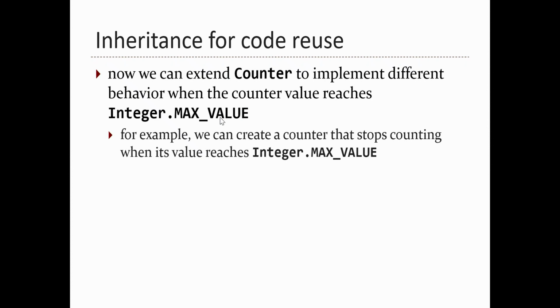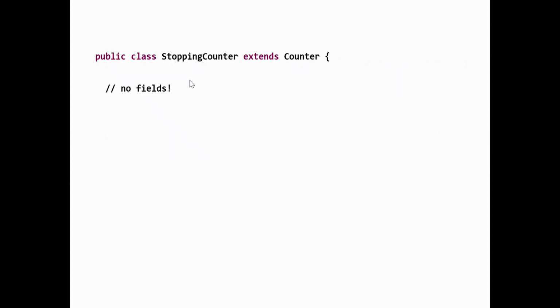Now you can change counter. You can extend counter to implement different strategies for when the counter hits integer max value. For example, I can make a counter that stops counting when it hits integer max value. It counts up to integer max value, and then if you advance it, it just keeps on giving you back integer max value. So we'll make a new class called stopping counter, because this counter stops when it hits integer max value. We're going to extend counter.